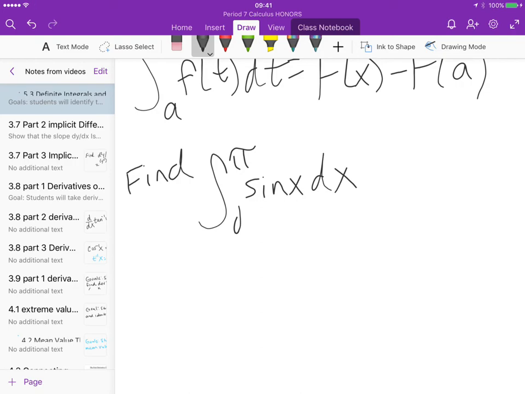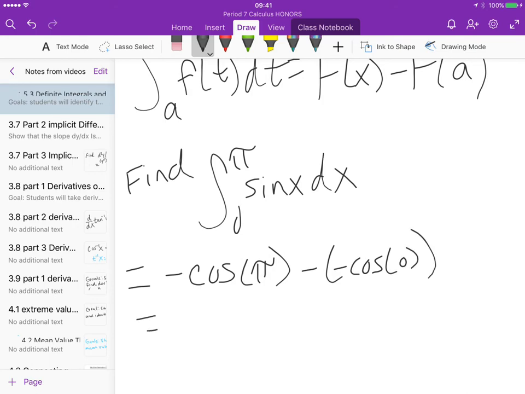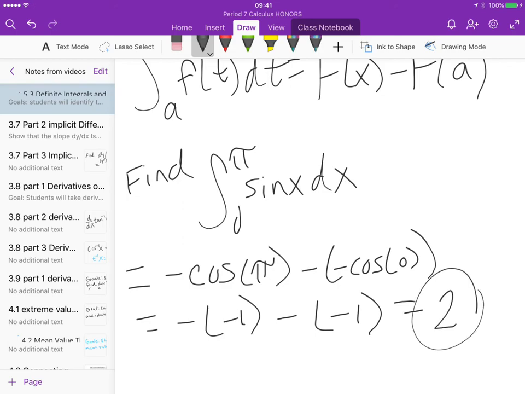So to evaluate this becomes negative cosine of our upper limit pi minus negative cosine of our lower limit 0. Well, we see that this is negative 1 minus a negative 1, because cosine of 0 is 1, negative 1. Boom, there you go. And putting the pieces together, negative makes positive. This has a value of 2. So, ladies and gentlemen, we have, in my opinion, truly just really evaluated our first antiderivative here. Has a value of 2.